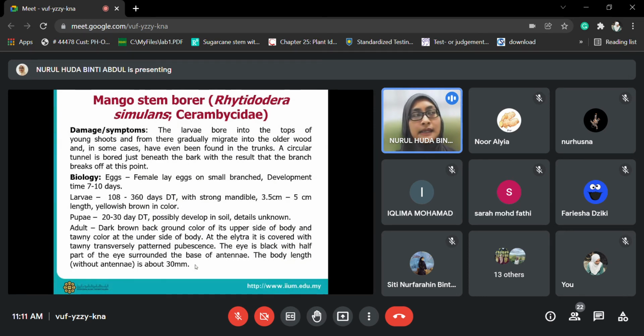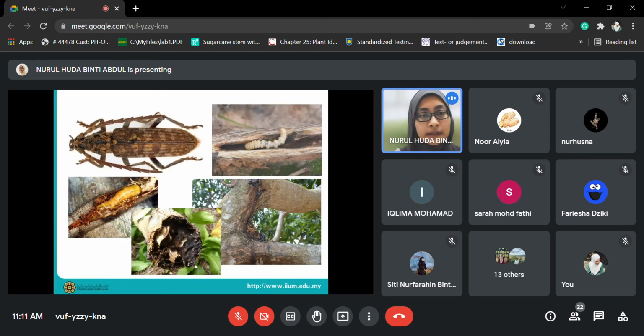For the Cerambycidae, the main characteristic is the long antenna. Okay, this is the picture. Okay, this is the adult. As you can see, the long antenna, and the antenna is almost serrate. Okay, serrate macam gergaji. You can imagine serrate is a gergaji. Okay, and then the head here. Okay, this is the eyes.